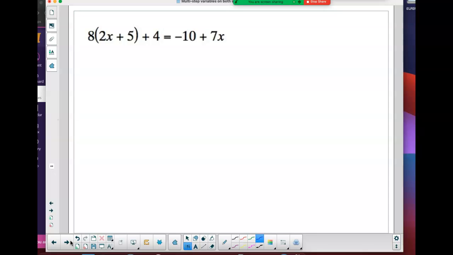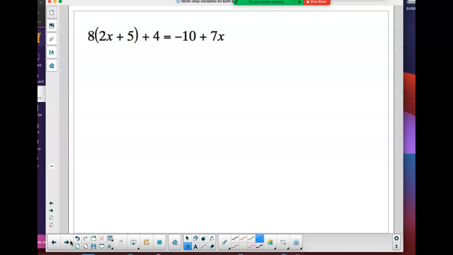Last problem. I want you to try this one on your own. Okay? Draw the line by the equal sign. Start with distributing. Okay, see what you can come up with. We'll go over it in a little bit.